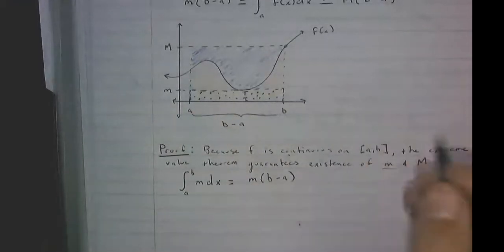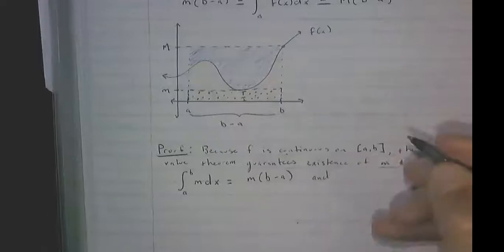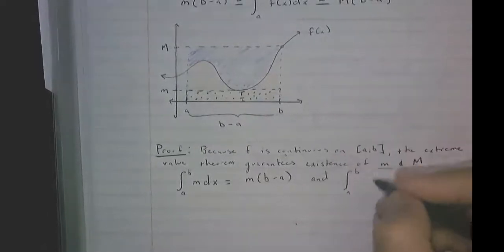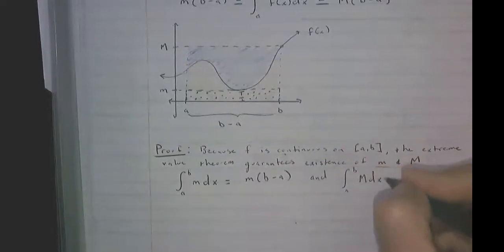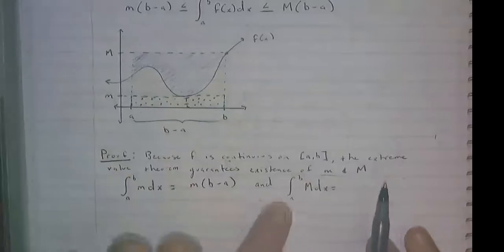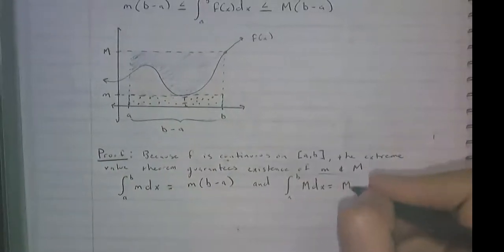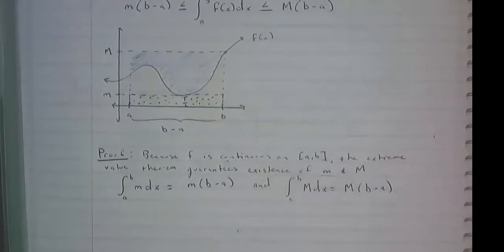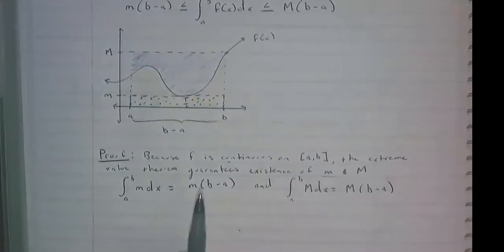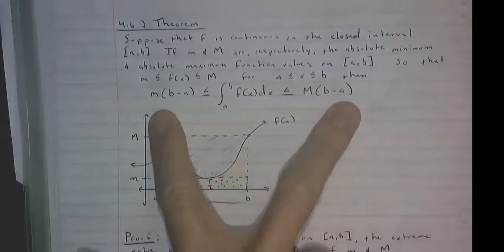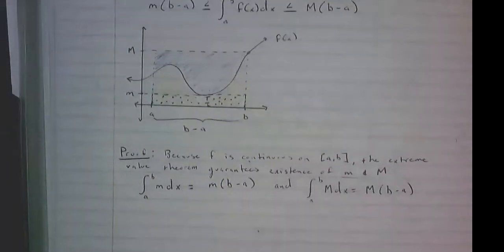And in the exact same way, doing the same with our maximum, the area there, that definite integral is big M times b minus a. All right, cool. So basically just saying that we can define definite integrals that are the left and right sides of our integral.